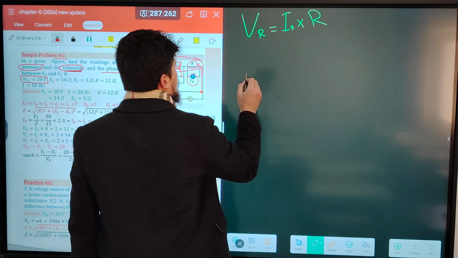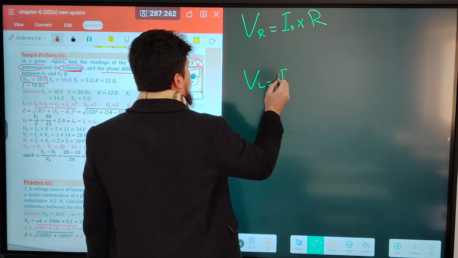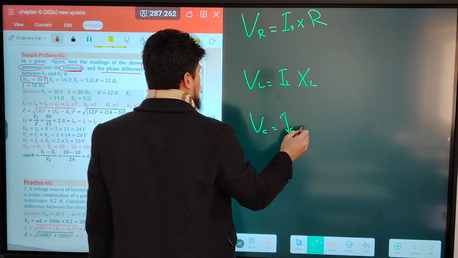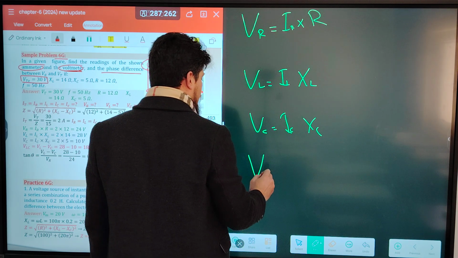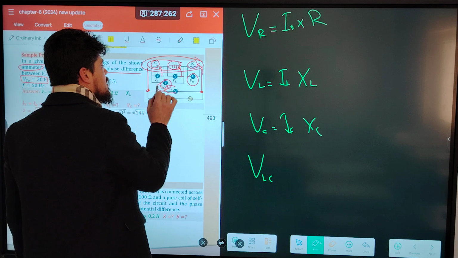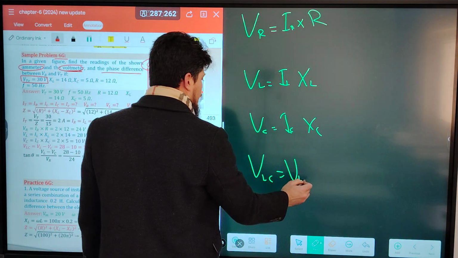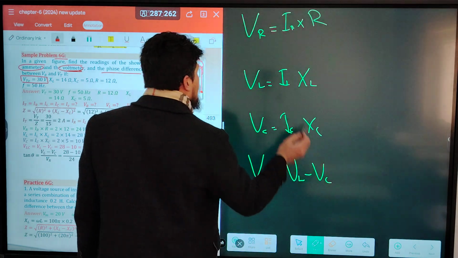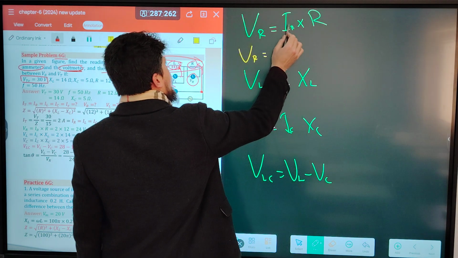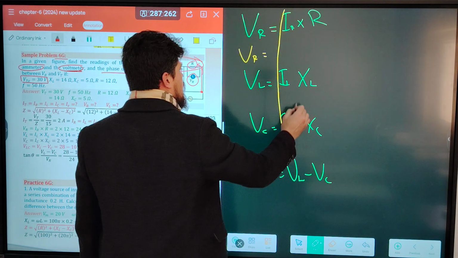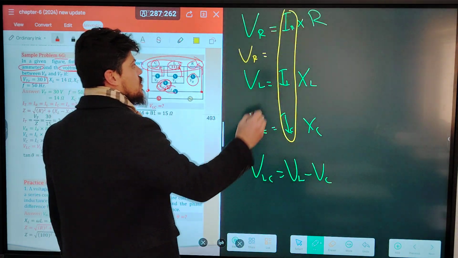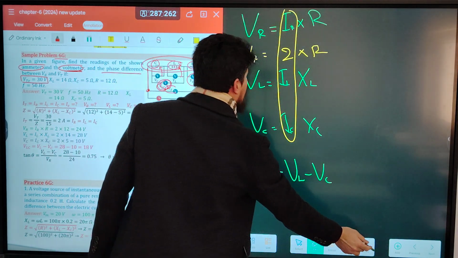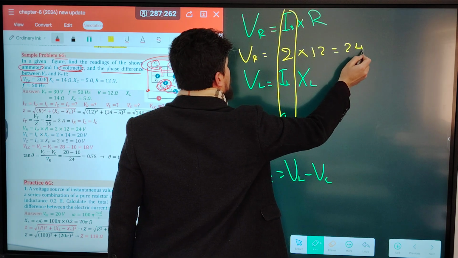How about for VL? Guys, look. VL is equal to what? IL XL. VC, IC, XC. VLC, guys, VLC is also unknown. VL minus VC. Look, bring down this VR. Do we have all currents are the same? 2 ampere. 2 times resistance, 12. Which is equal to 24 volt.